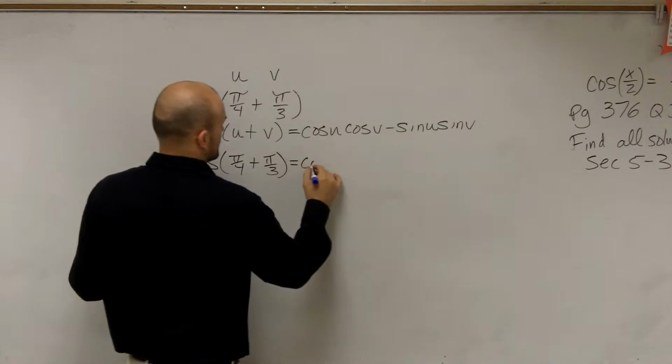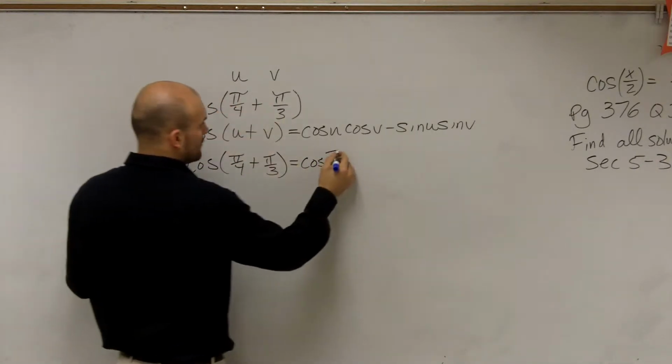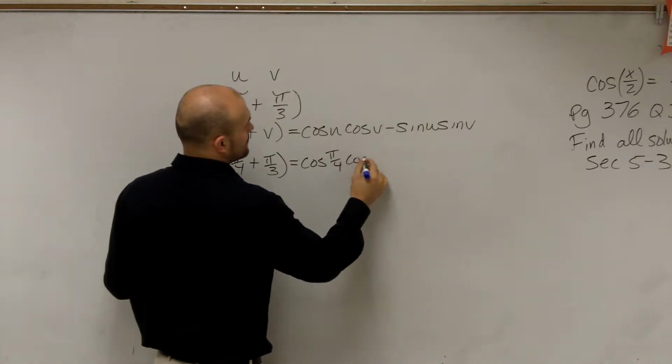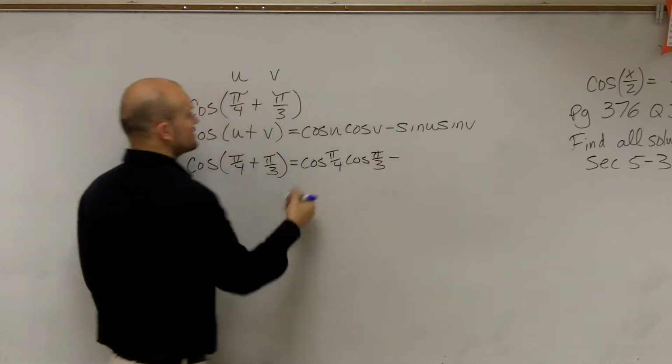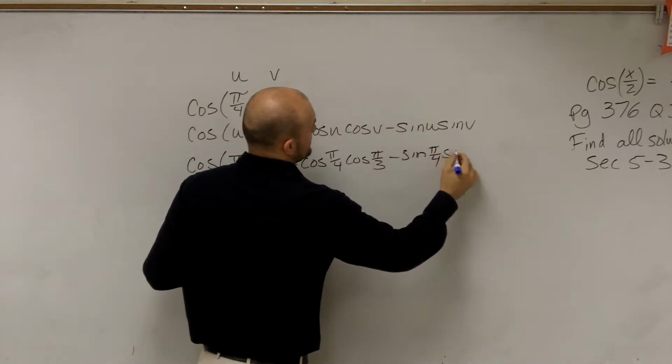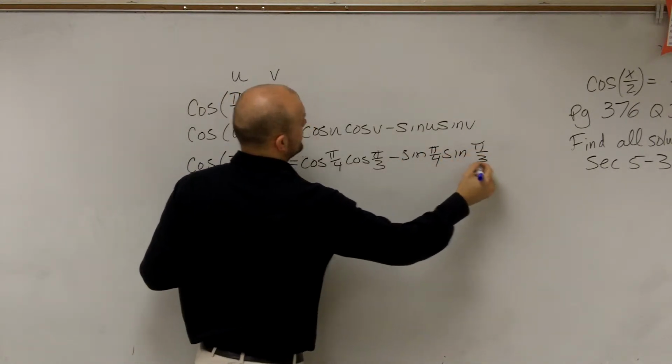That equals the cosine of u, which is pi over 4, times the cosine of v, which is pi over 3, minus the sine of u, which is pi over 4, times the sine of v, which is pi over 3.